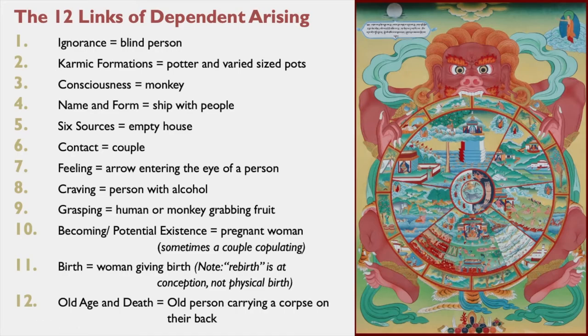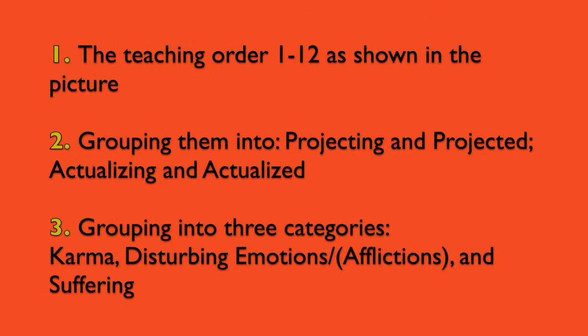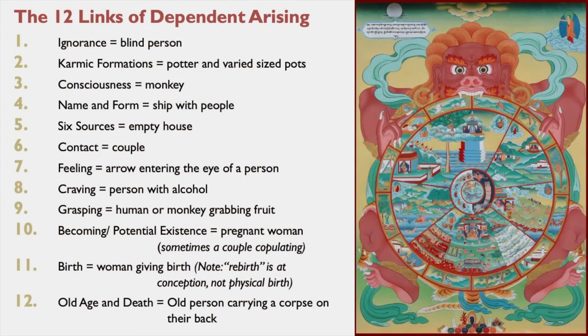So there was the teaching order of the 12 links. There was the order of projecting, projected, actualizing, actualized, and there was also the grouping into karma, disturbing emotions, and suffering. So there were different arrangements of these 12 links to help us understand different ways to work with these concepts.